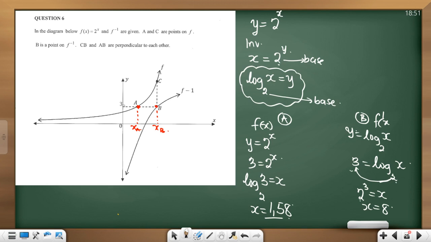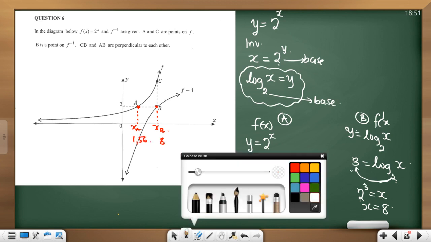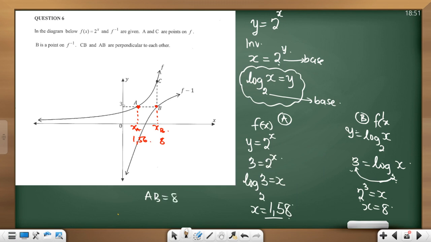So what is the distance AB? Basically we're saying here we got 8. Here we got 1.58. Oh, that's now easy. AB is equal to 8 minus 1.58. And that will be what? 6.42 units.